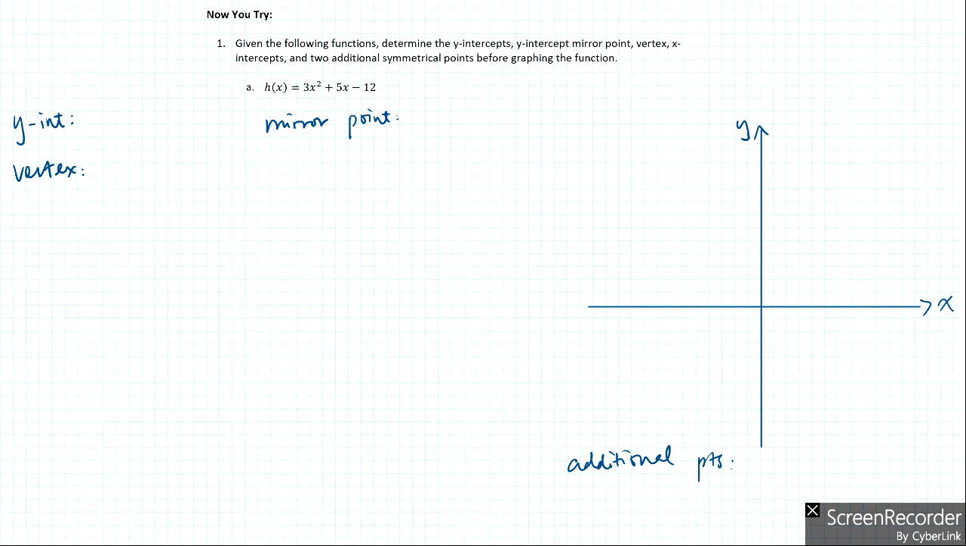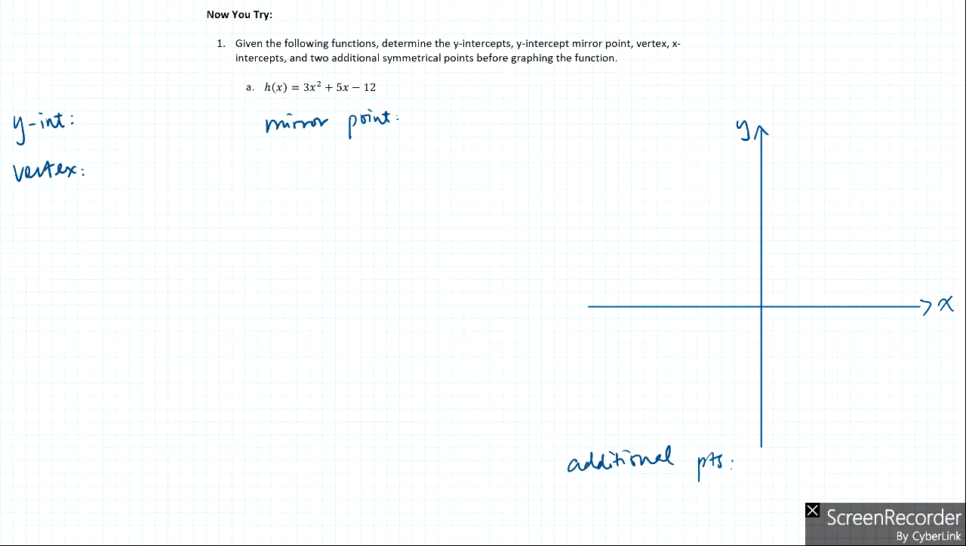These are key points that are helpful for us to graph the functions, including the y-intercept, the y-intercept mirror point, vertex, x-intercepts, and two additional points, so we can get a better idea as to the general trend of the graph.